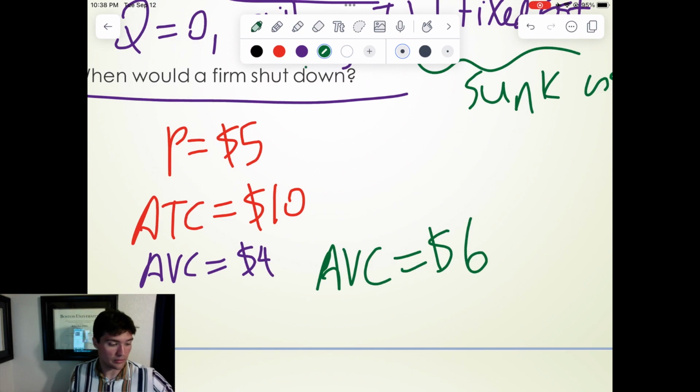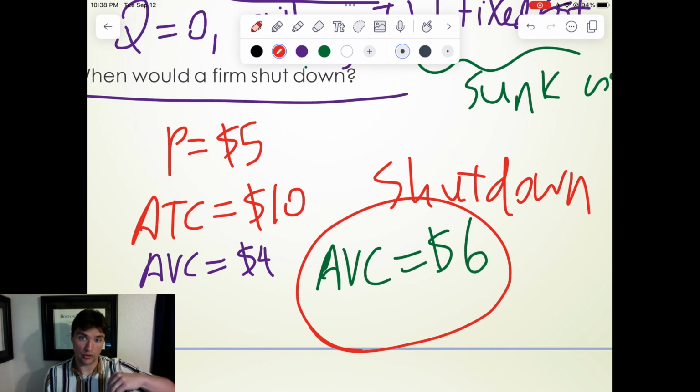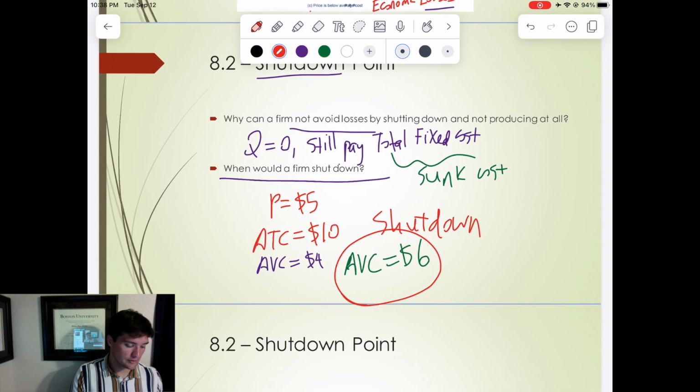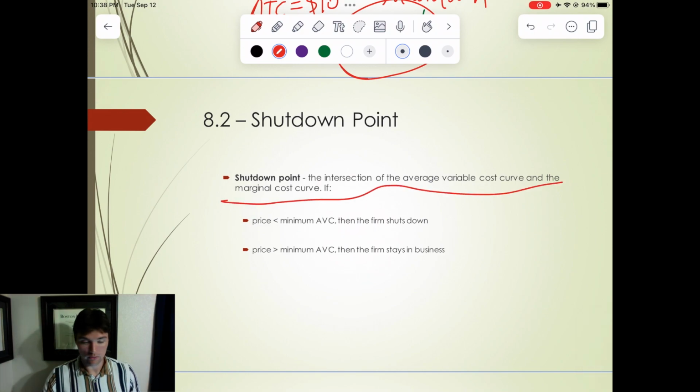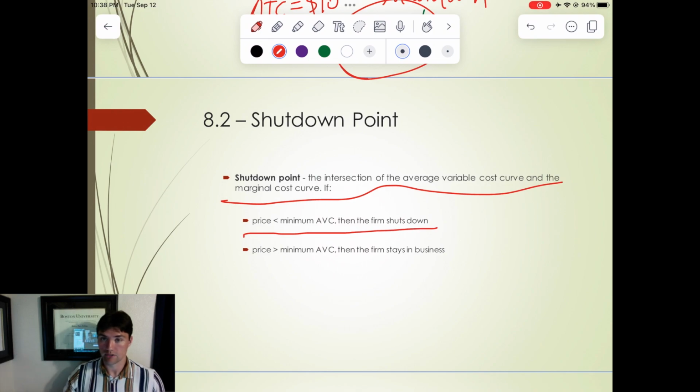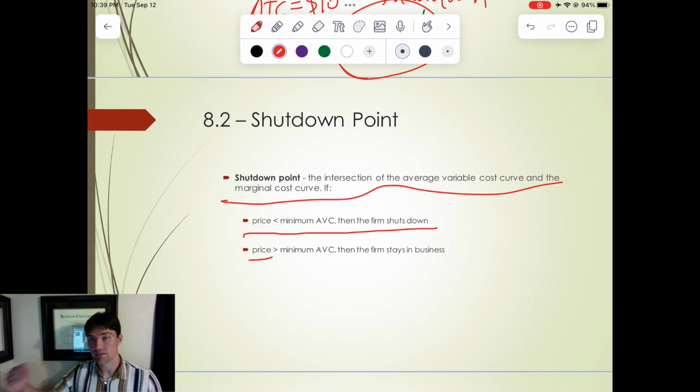Right here, this is when you shut down. As soon as it costs you more money to make the individual product, the variable cost, that's when you shut down. Okay? That's the shutdown point right there. So the shutdown point is going to be wherever you're looking at the variable cost and you're looking at the price. Whenever your price is lower than the variable cost, it costs you more money to make it than you're selling it, so shut down immediately. If you're making enough money to at least cover the variable cost, you should stay in business.